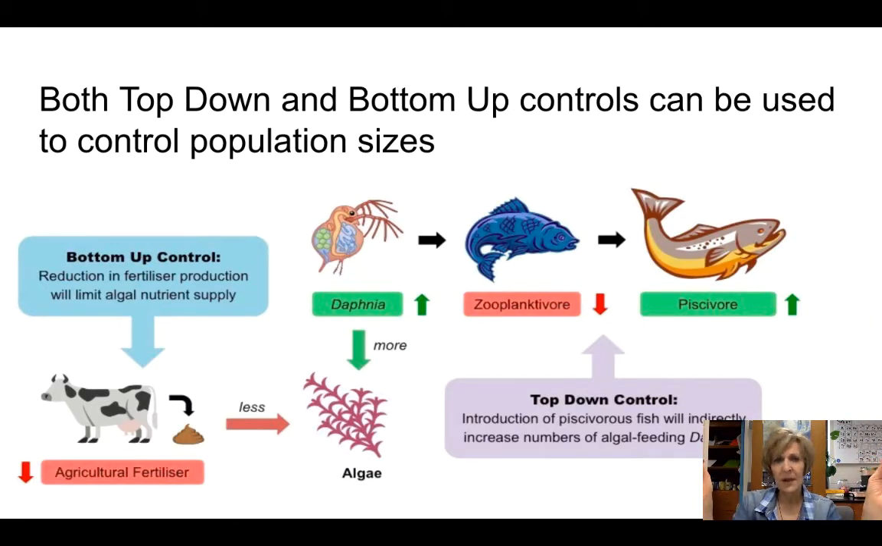So both of these controls, top-down and bottom-up, can be used to control population sizes. And we are learning this especially in more and more ecosystems that are so dominated by humans, and where humans are going in and trying to kind of fix the scales. We know that we can use both bottom-up and top-down controls to be able to maximize and rehabilitate populations that have been damaged or destroyed by human actions.